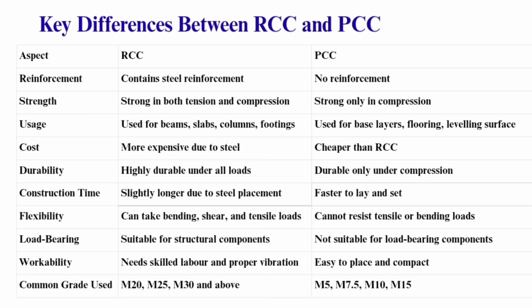Then the next point is workability. RCC needs skilled labor and proper vibration, but PCC can be placed and compacted easily. Then the next point is the common grade used. In RCC we can use M20, M25, M30 and above, as we are using it for structural members or structural components. But in PCC we can use concrete like M5, M7.5, M10 and M15, as we are using it for flooring, level surfaces and the like.